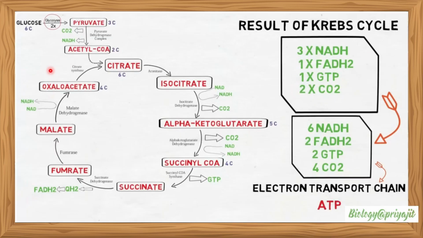So this is the diagram showing the process of the Krebs cycle, the reaction steps of the Krebs cycle, and these are the results of the Krebs cycle: 3 molecules of NADH, 1 molecule of FADH₂, 1 GTP, 2 molecules of CO2, and it will ultimately produce 6 NADH, 2 FADH₂, 2 GTP and 4 CO2. The electron transport chain will form the ATP.